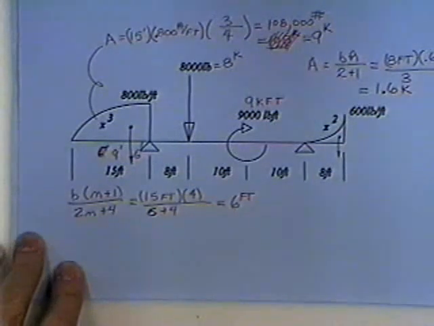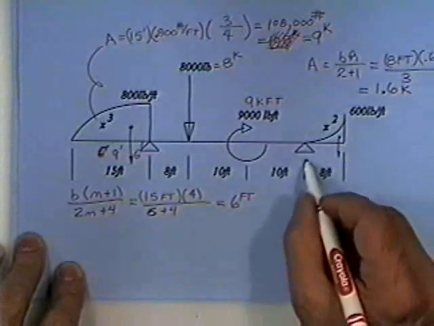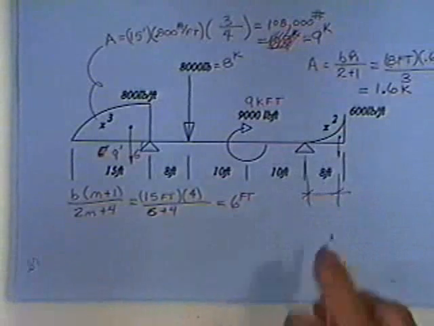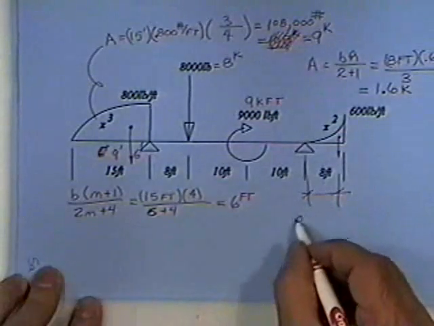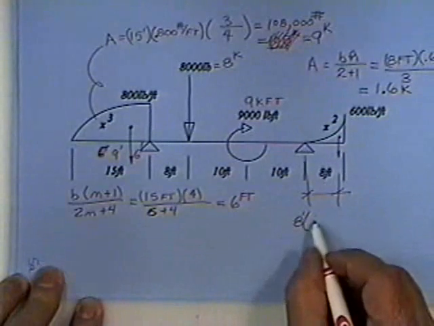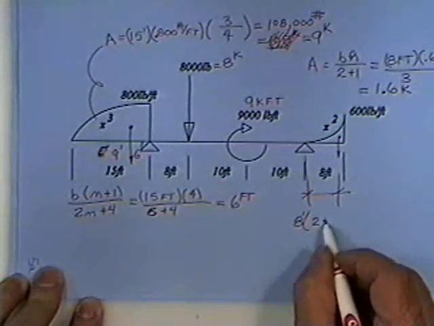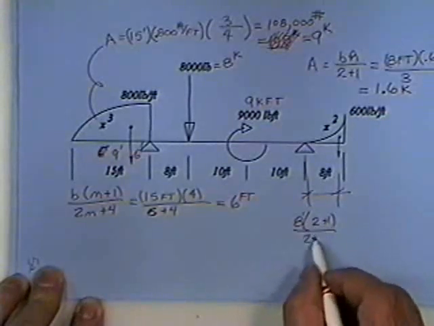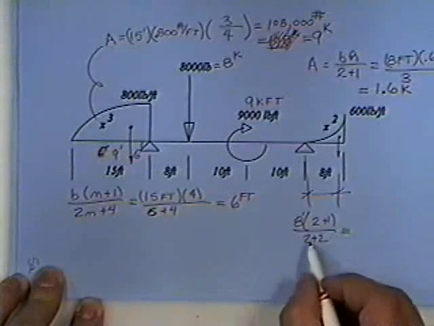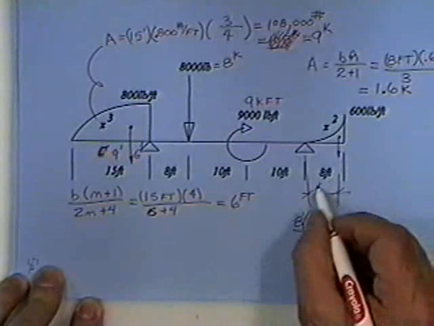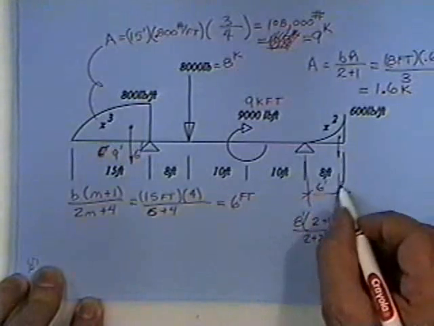All right, the base, this dimension right across here, is 8 feet, times the power of the curve, 2 plus 1, divided by 2 times 2 plus 2. 8 over 4 is 2, 2 times 3 is 6 feet, so this is 6 feet and 2 feet.